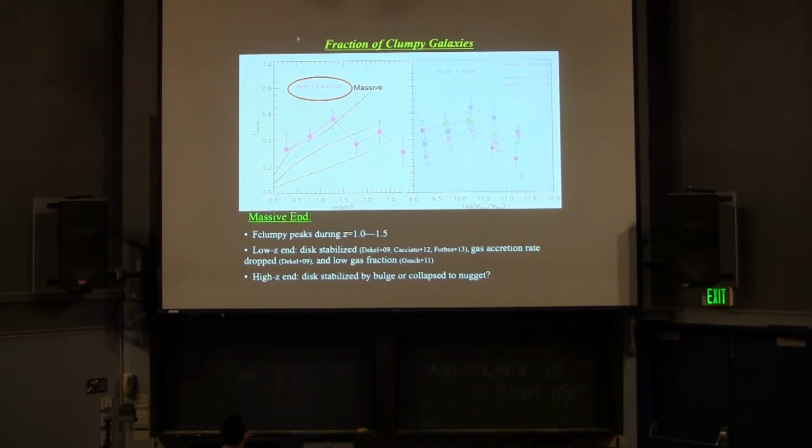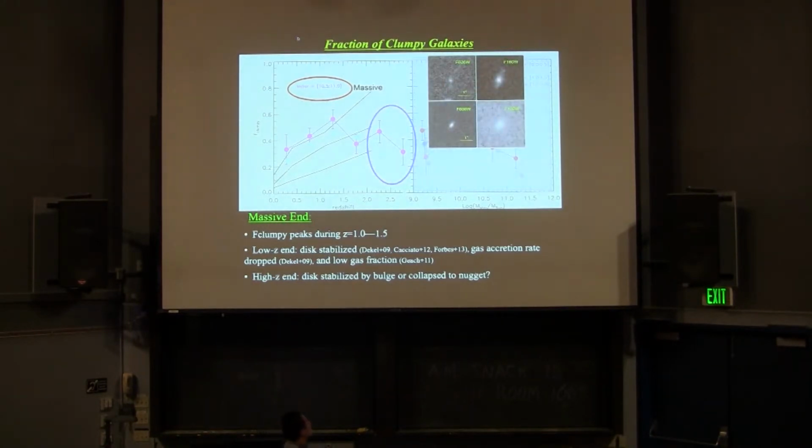And at high redshift, why is the F clumpy low? It could also be due to the disk being stabilized by the bulge, or the disk quickly collapsing into a nugget. So here are a few examples of non-clumpy galaxies at high redshift. This one looks like a bulge-dominated disk, and this one looks like a nugget.